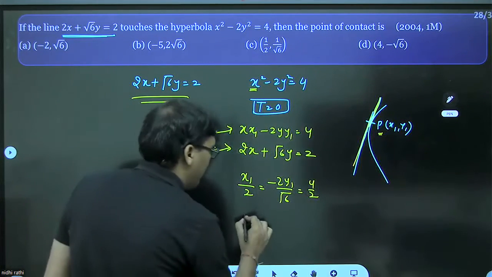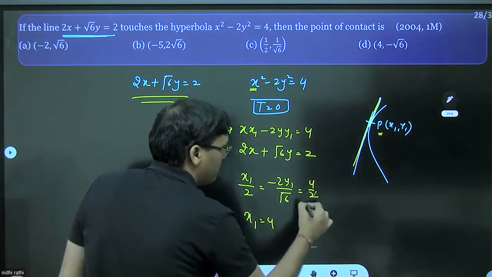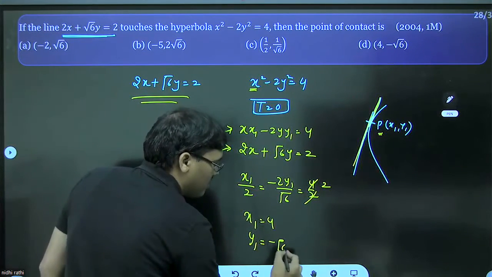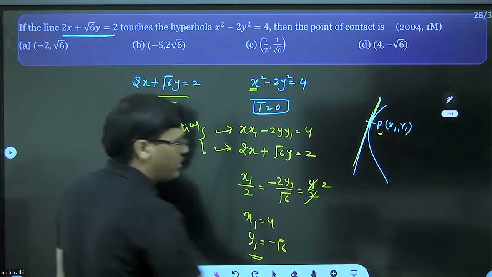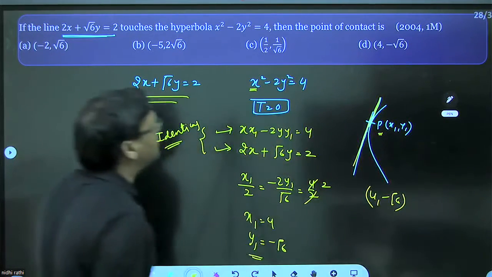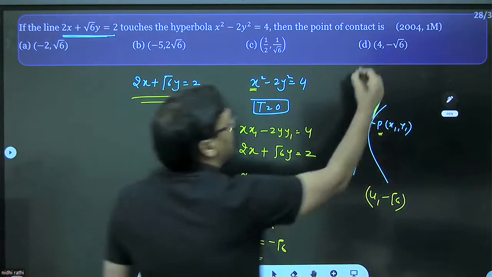So what is x1? x1 is equal to 4. You can cancel this. And what is y1? y1 is equal to minus root 6. So what is the point of contact? Point of contact is 4 comma minus root 6. So option D is the answer for this question.